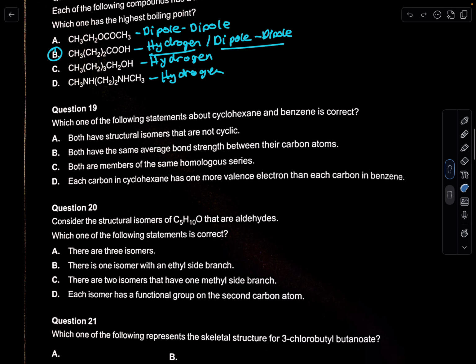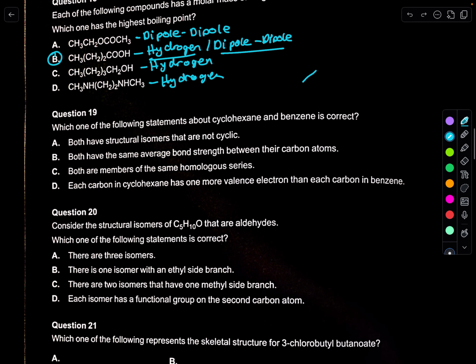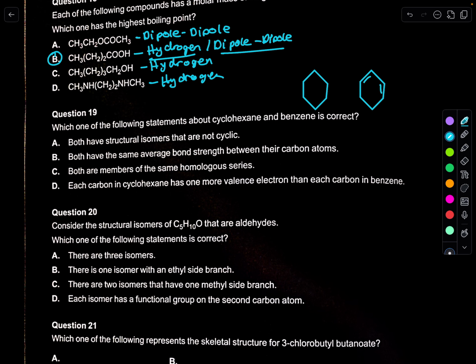All right. Question 19. Which of the following statements about cyclohexane and benzene is correct? So we know cyclohexane looks like this. If I can draw it, it's this cyclic ring, like that. And benzene looks like this, but it has these double bonds.